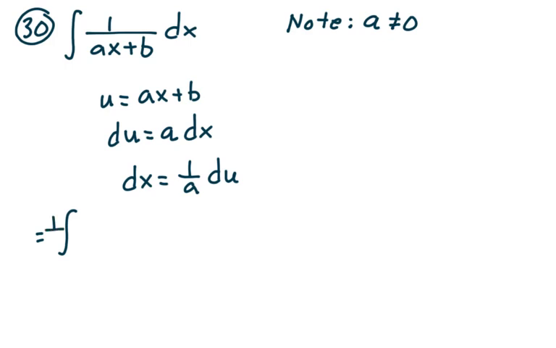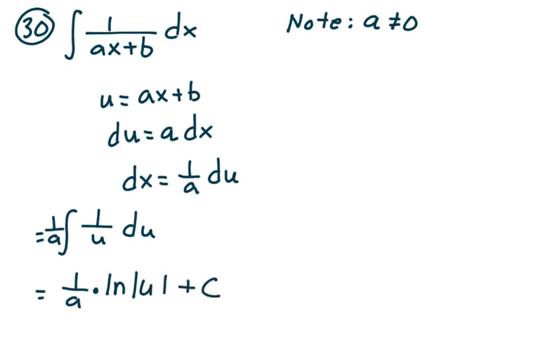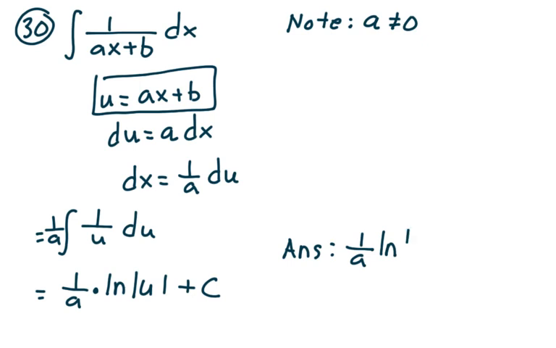So this is 1 over a times the integral of 1 over u du, which is 1 over a times natural log of the absolute value of u plus c. But remember, u is equal to ax plus b. So the correct answer here for problem 30 is 1 over a natural log. Now I'm going to replace u with ax plus b, so I get natural log of the absolute value of ax plus b plus c. And that right there is problem 30.